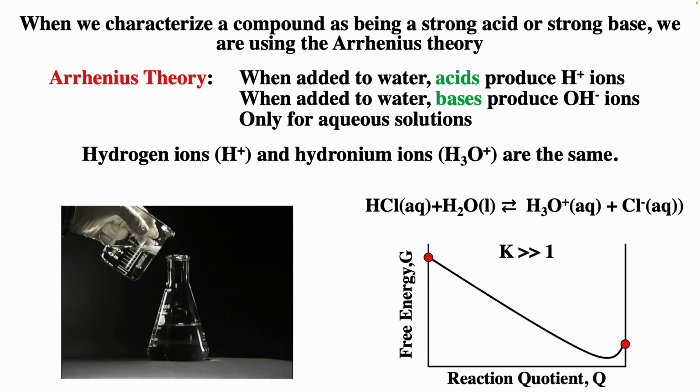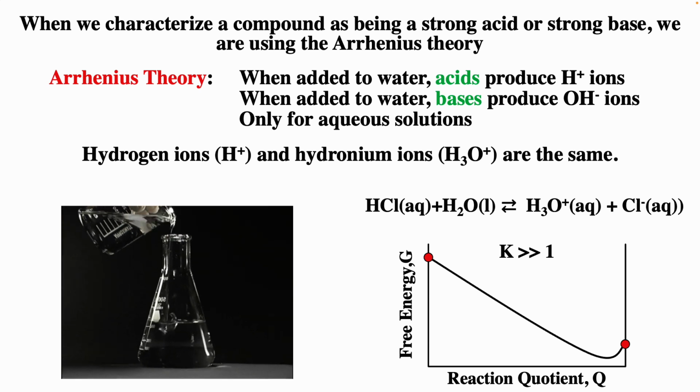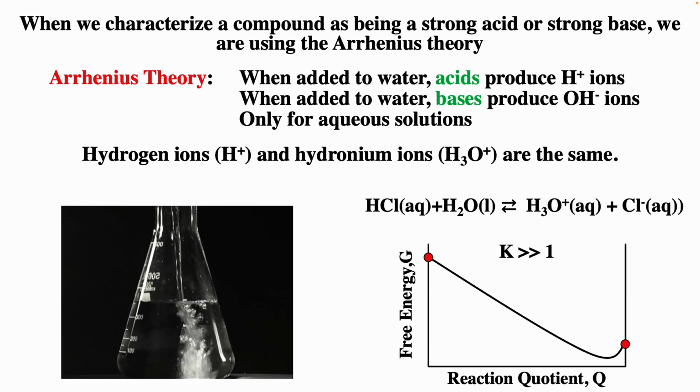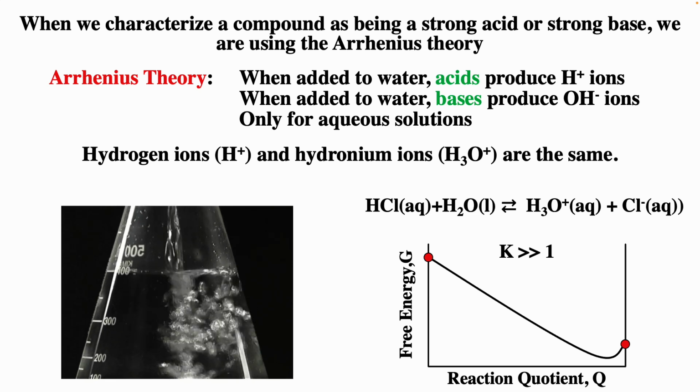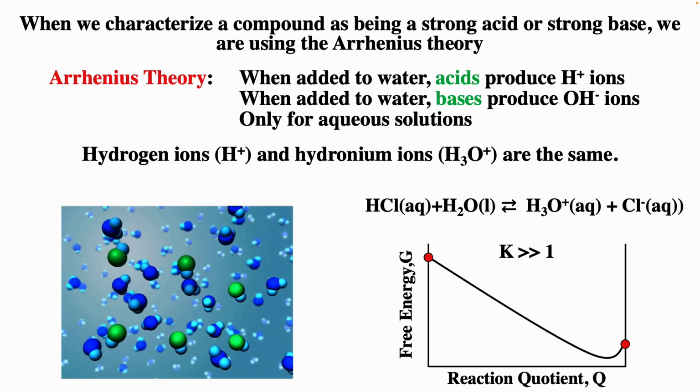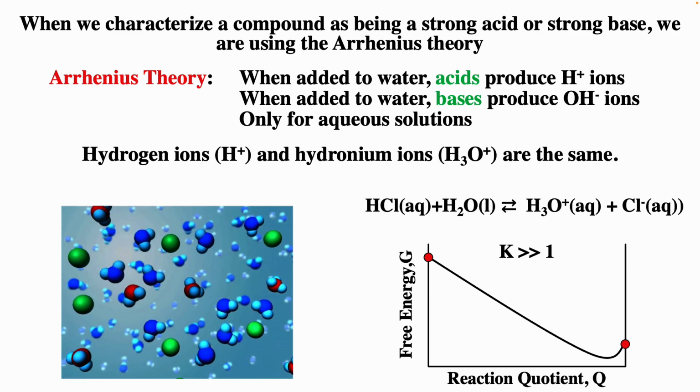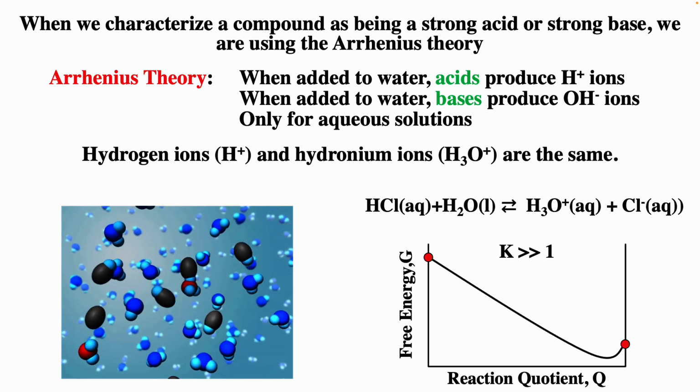Strength of an acid refers to the extent that it dissociates into ions when dissolved in water. Strong acids dissociate nearly completely. Weak acids dissociate very slightly.